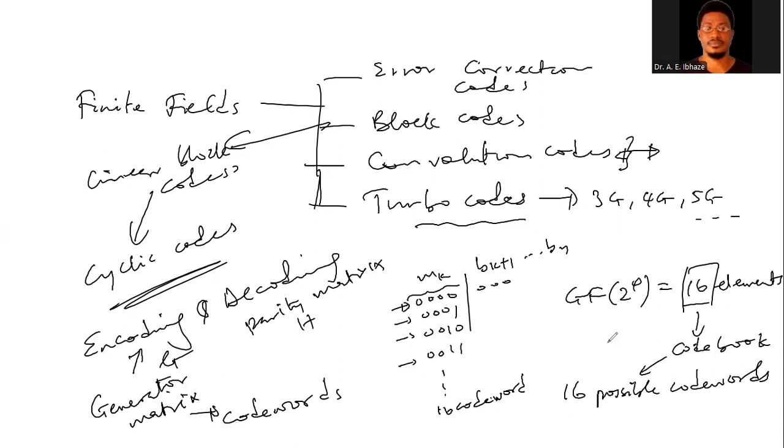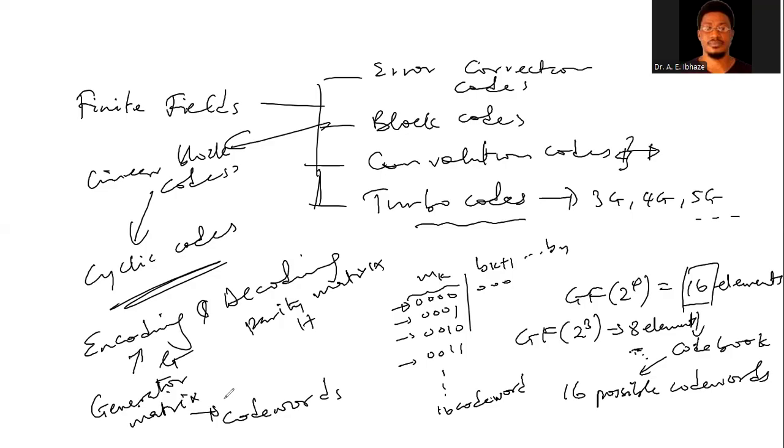Okay. And then if we have to adopt the extension field 2 to the 3, then we know we have 8 elements, okay? So it means the code book will contain 8 possible code words. So our generator matrix will also work with those 8 code words to generate our code words for transmission over the channel, while we use the parity matrix mapped to the 8 code words for decoding, okay? So we are going to play with all of those as we progress.